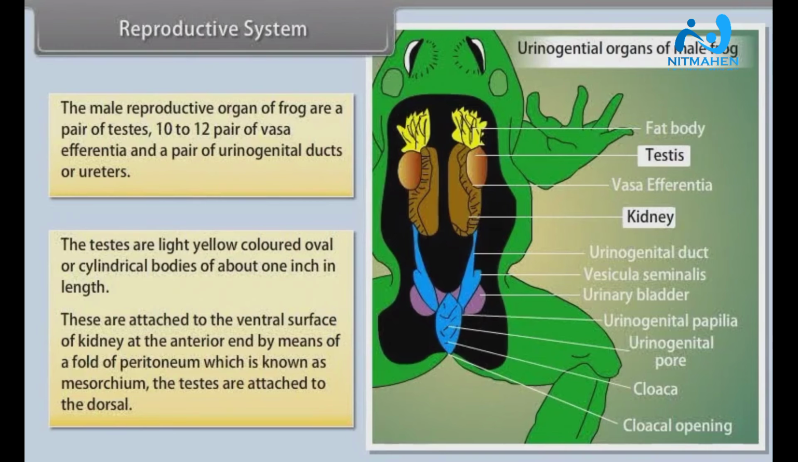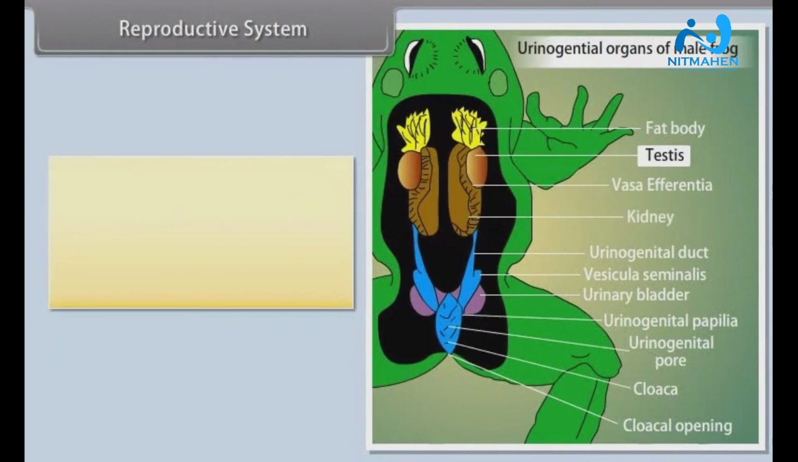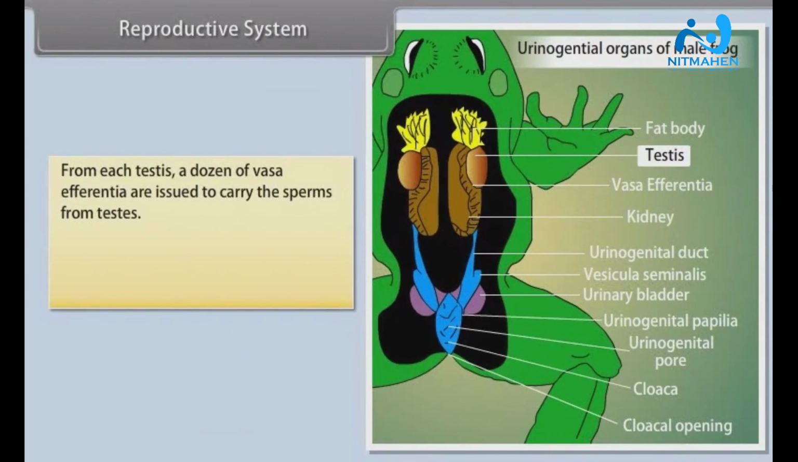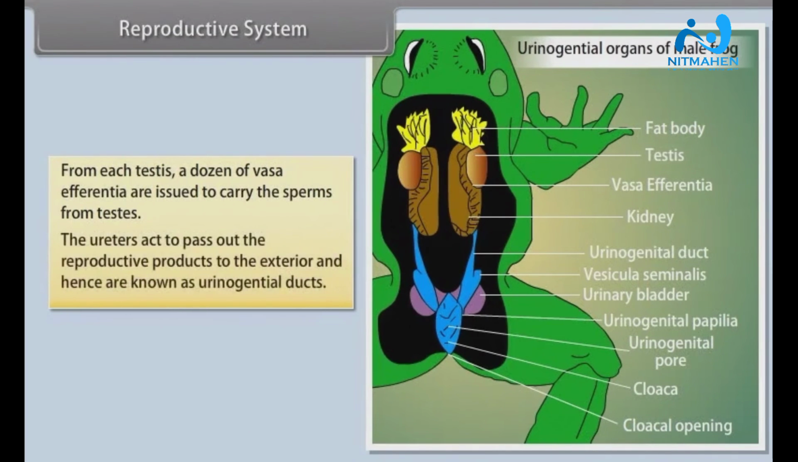The testes are attached to the dorsal. From each testis, a dozen vasa efferentia are issued to carry the sperm from testes. The ureters act to pass out the reproductive products to the exterior and hence are known as urinogenital ducts.